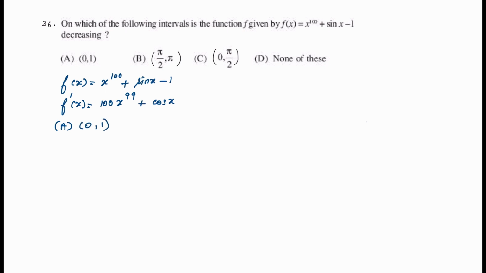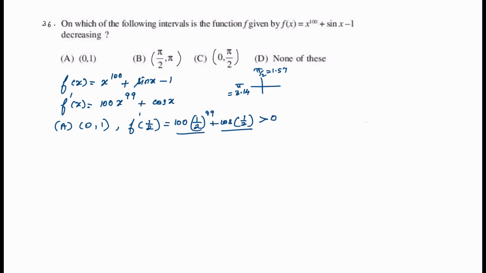The first interval given is 0 to 1. Let us check the sign of f dash at half. Here the given interval 0 to 1, radians. So at half radian we are checking. 100 times half raised to 99 plus cos of half radian. Pi by 2 is 1.57 radians. And pi is 3.14 radians. So half radian is in the first quadrant. So cos of half will be positive. Both the terms are positive, so addition is also a positive number, which is greater than 0. Therefore, the function is an increasing function in the given interval.